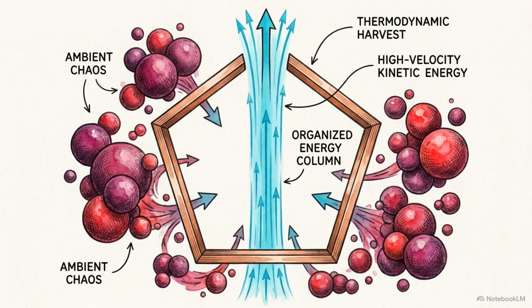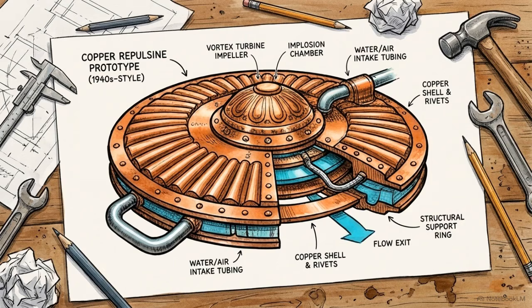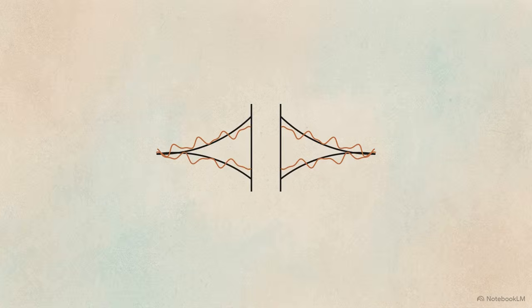In the 1940s, an Austrian inventor named Victor Schauberger attempted to build something very similar called the repulsine. Structurally, it shares the same DNA as the lenticular disc: closed copper cavities, rotating components with corrugated profiles, and central intake and exhaust ports.